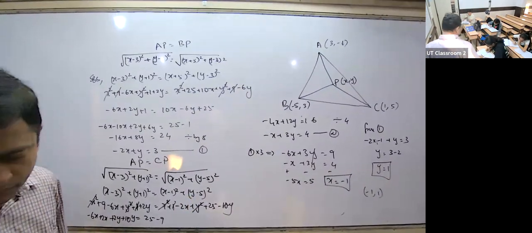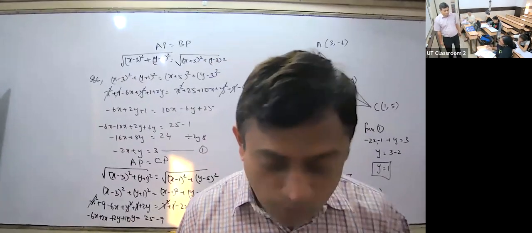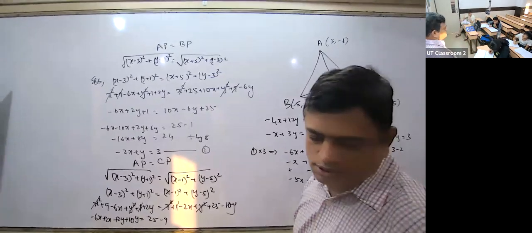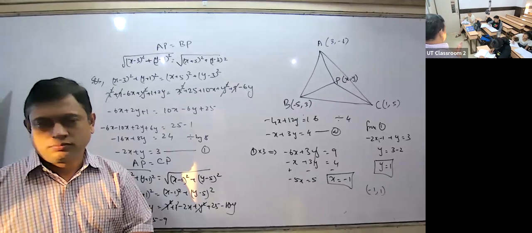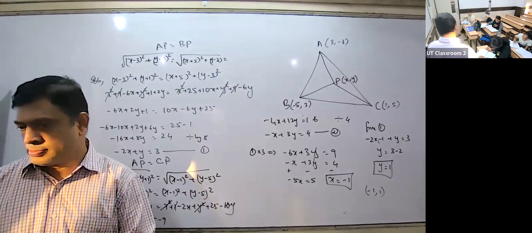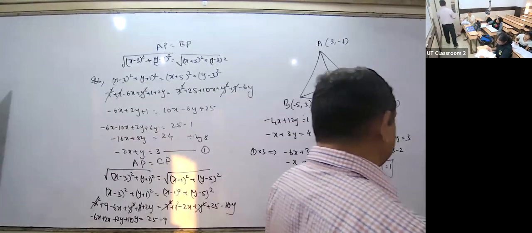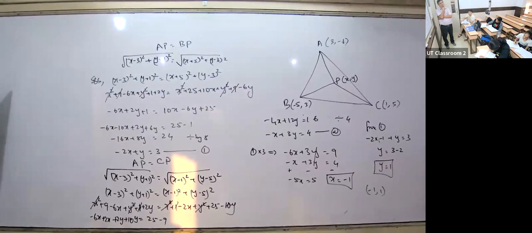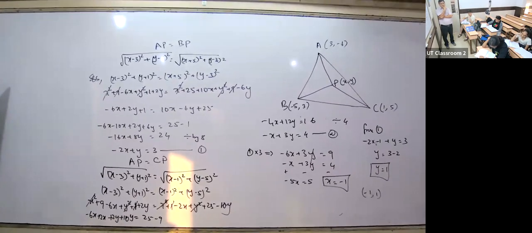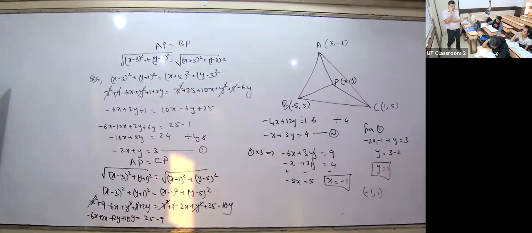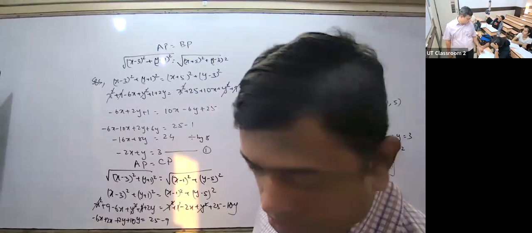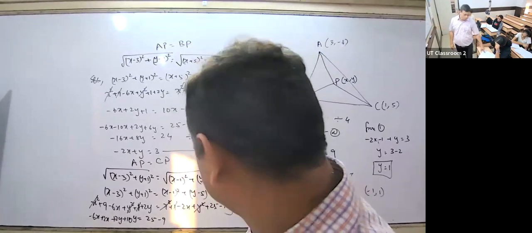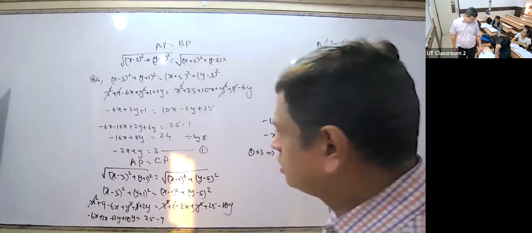What happened? Be careful, my dear. Still not getting. Finally, you got x minus 3y equal to minus 4, you got now. So then what did you get? Minus 4 plus 3y, where did you substitute? Minus 2x. What is minus 2x? Minus 2 times minus 4 plus 3y, plus y equal to 2. Did you get 2 or 3?